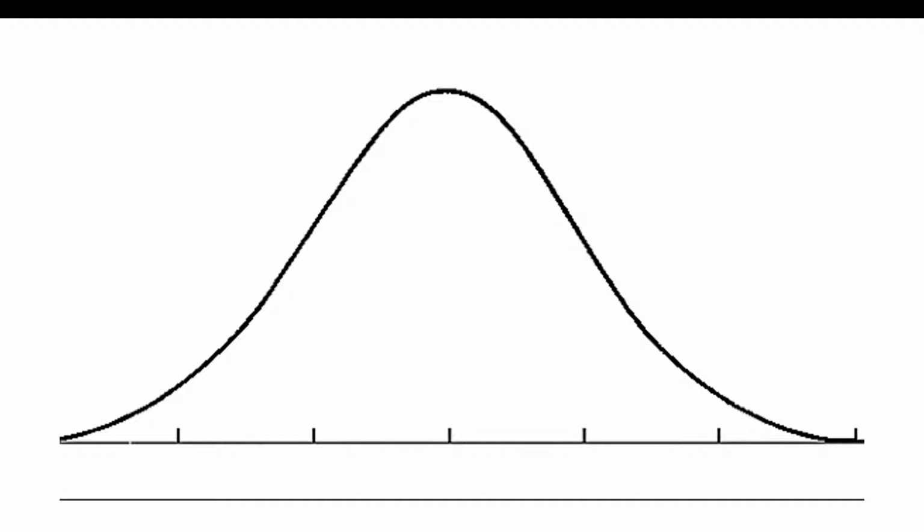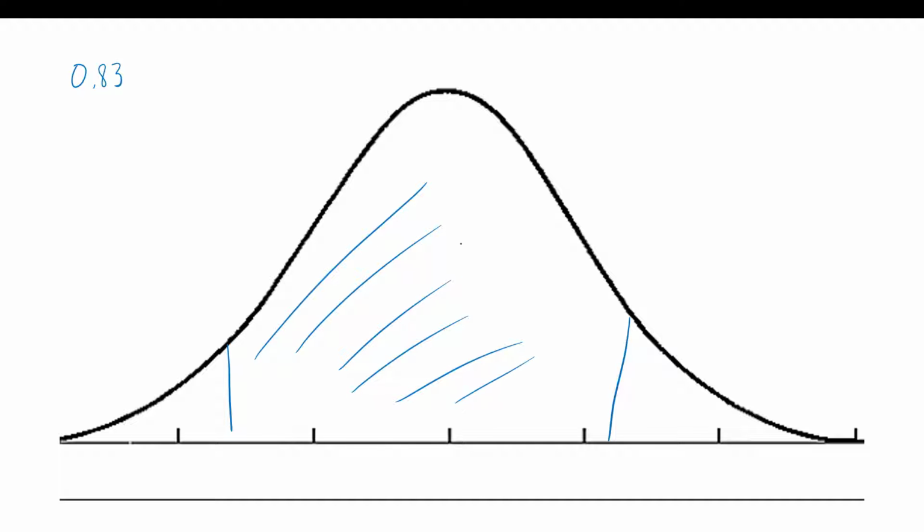Okay, if you're given a problem and you're trying to find the z-value at 0.83, remember that this is area, and so what you're given is that this area in here, all of this area, is 0.83. Well, probably one of the most important things to remember is this entire curve adds up to 1, because all probabilities add to 1.